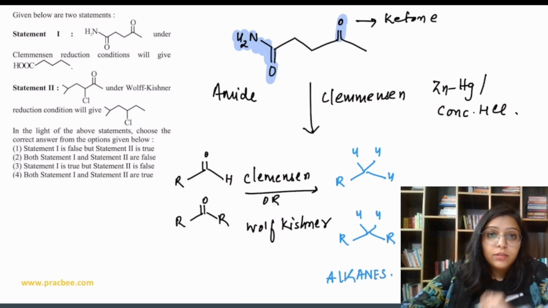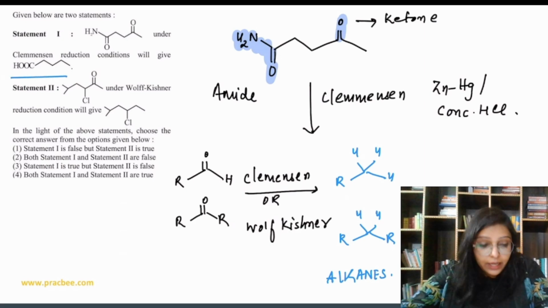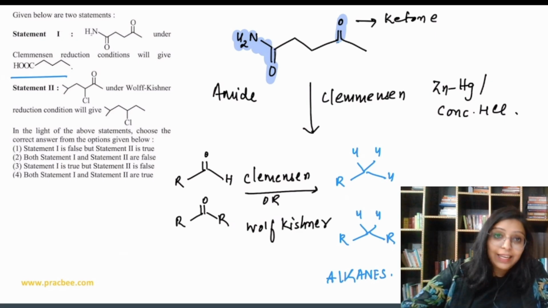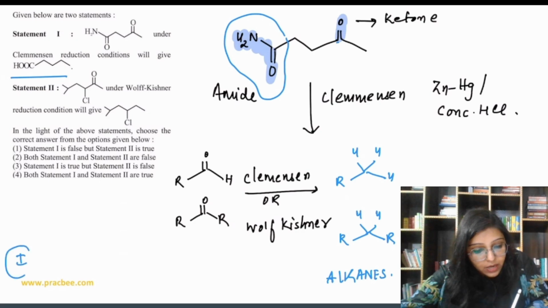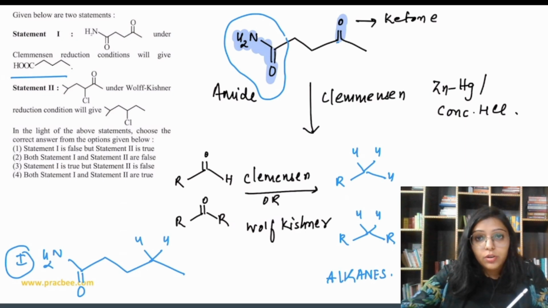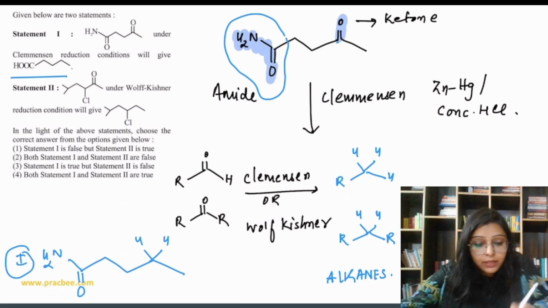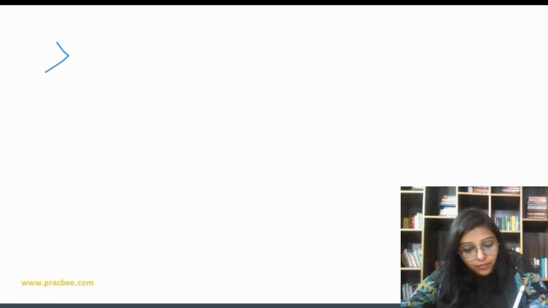So the point is that the first statement says that under Clemmensen reduction it will convert ketone to alkane, but ineffective with respect to amide. So under Clemmensen reduction, from the first part, we should be getting this one: NH2, C double bond O, this, and here H, and here this. Understood or not? So we get this. Next statement, under Wolff-Kishner reduction, we get this one. So we have this Cl, double bond O, this one, right?